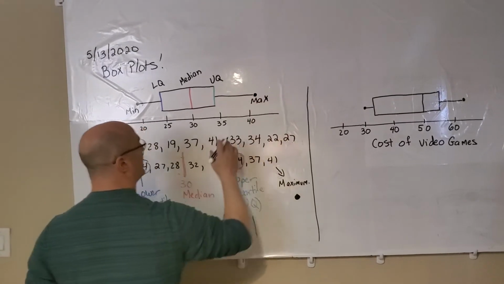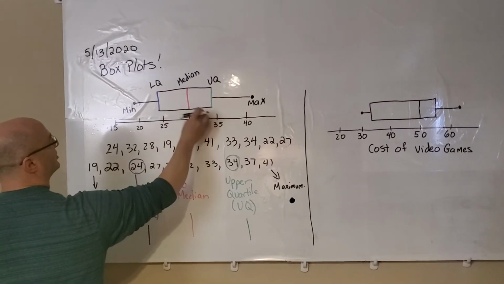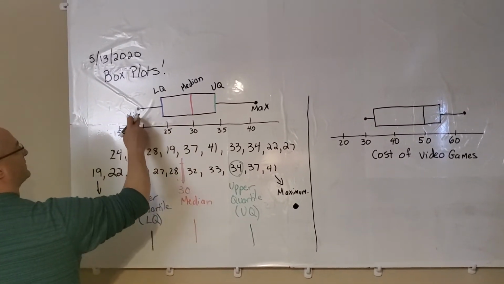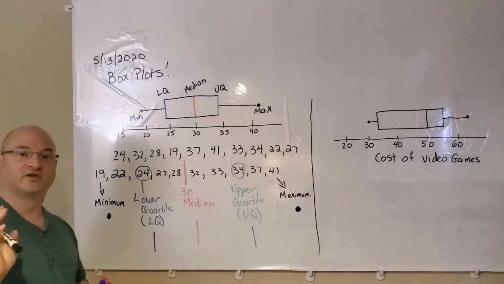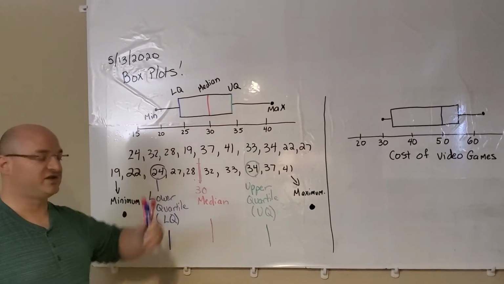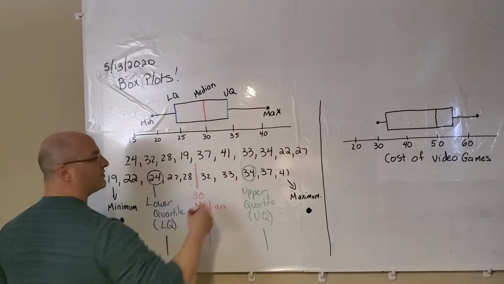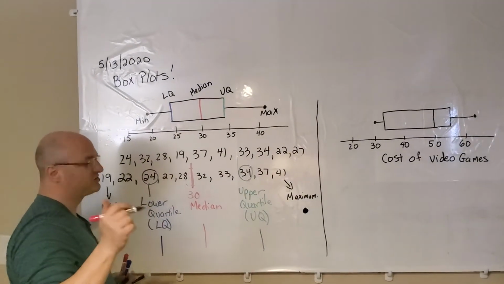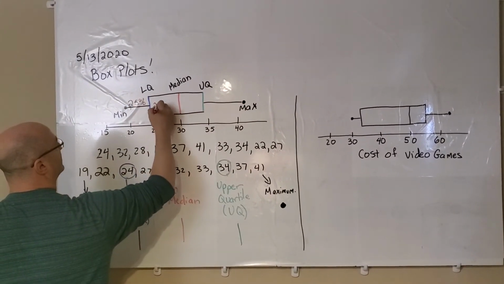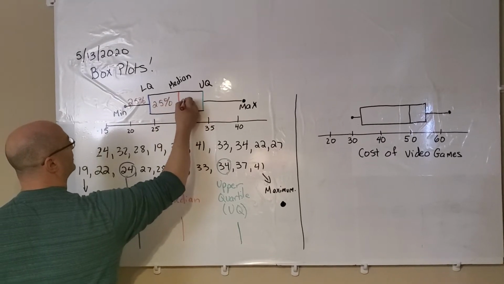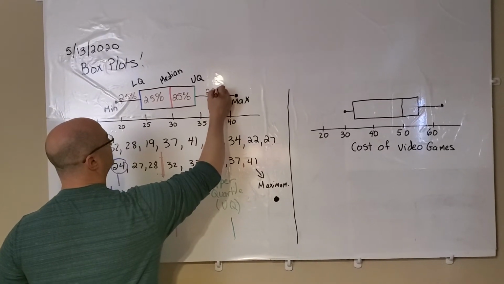And now we can do, without having to do anything with these numbers, our interquartile range: find the difference between the upper and lower quartiles. We can find our full range between the minimum and the maximum. We can also figure out what percentage of our data is in each section. If we're splitting this up into quarters, 1/4 is equal to, that's right, 25%. So here's 25% of the data. Here's 25% of the data. Here's 25% of the data. And here's 25% of the data.